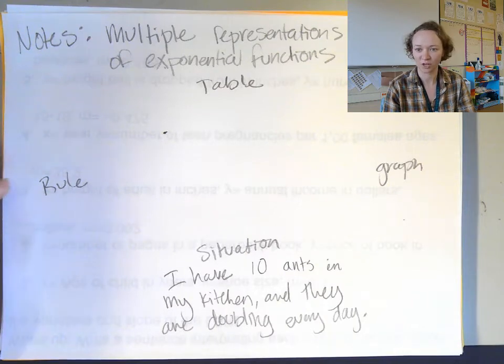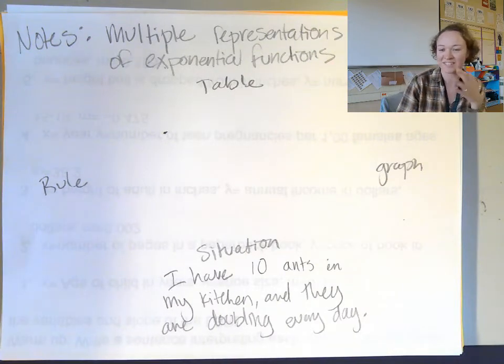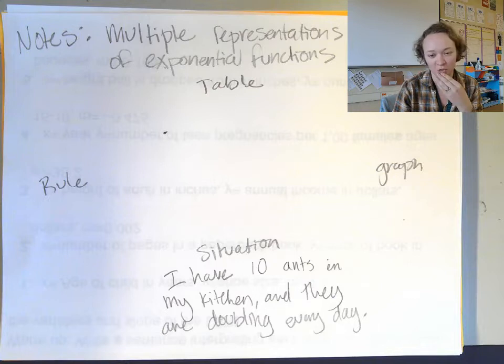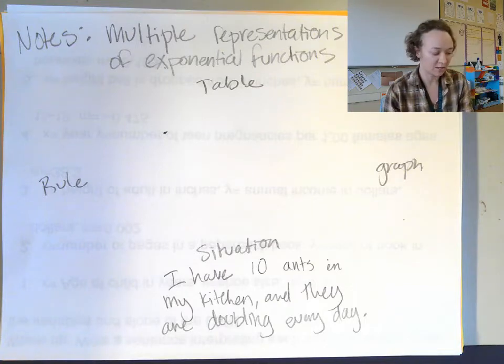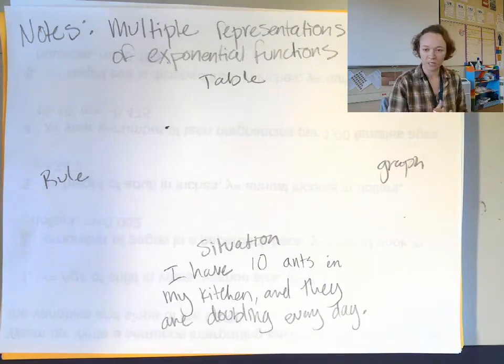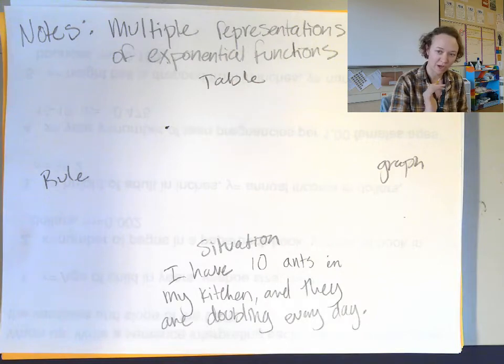And for our situation here, we're going to say that I have 10 ants in my kitchen. This may or may not be true. And they are doubling every day. I really hope that doesn't happen. Okay, so that's our situation. Now we need to make a table, graph, and rule for that.